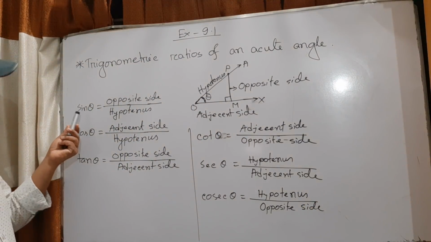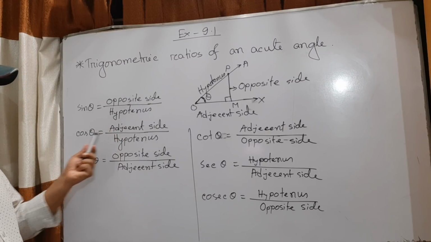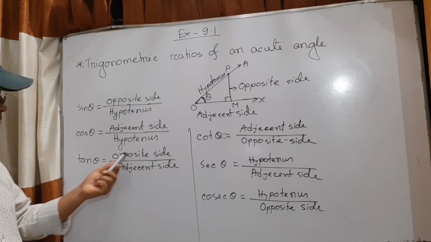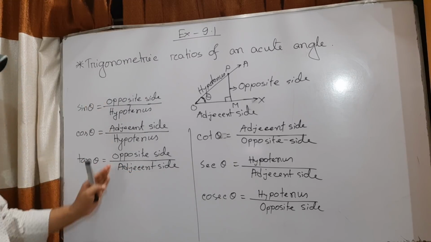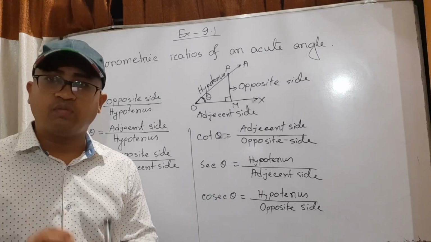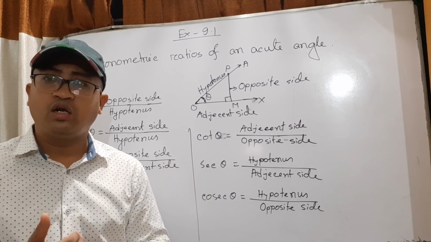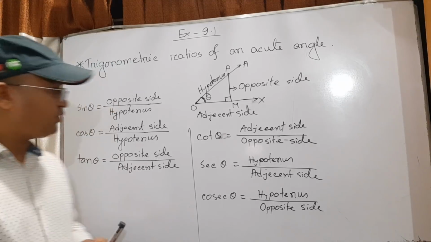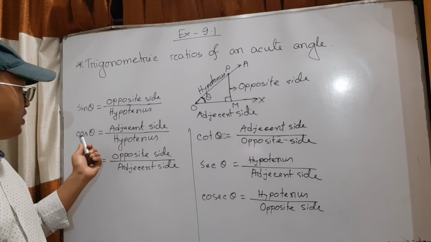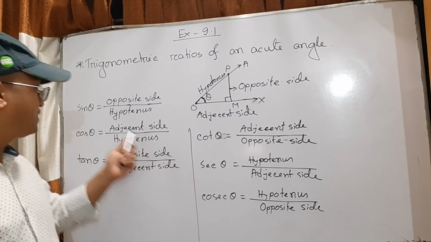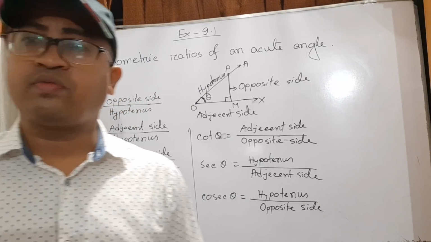So again, sin theta is opposite by hypotenuse, cos theta is adjacent side by hypotenuse, tan theta is opposite side by adjacent. If you memorize these three, the remaining three you can find out by taking the reciprocal. The reciprocal of tan theta is cot theta. The reciprocal of cos theta is sec theta. The reciprocal of sin theta is cosec theta. I think all of you have understood.